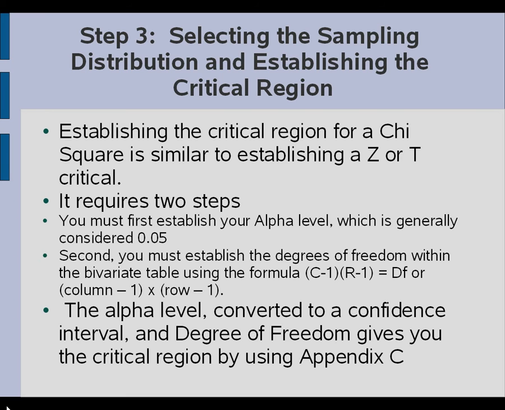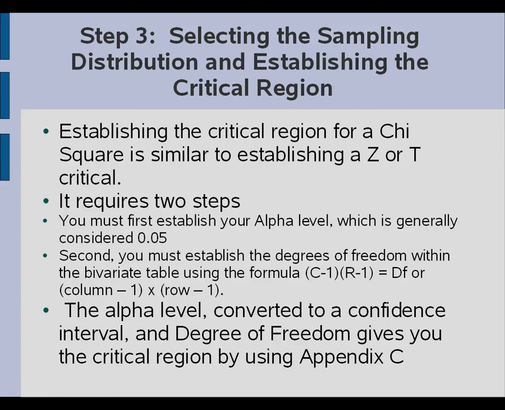Step 3. Selecting the sampling distribution and establishing the critical region. Establishing the critical region for a chi-square is similar to establishing a Z or T critical. It requires 2 steps. You must first establish your alpha level, which is generally 0.05. Second, you must establish the degrees of freedom with the bivariate table using the formula (C-1) times (R-1), which equals the degrees of freedom.